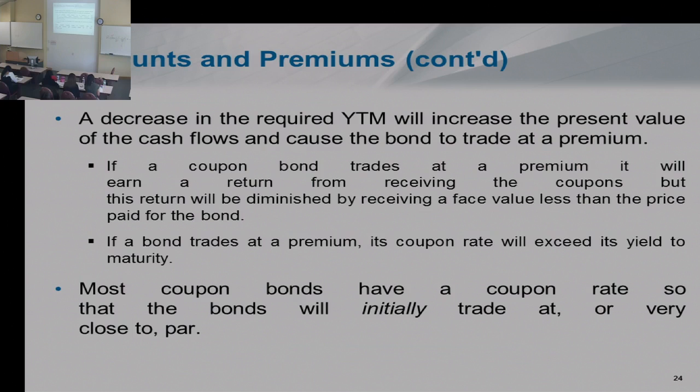Most bonds usually trade at very close to par when they're issued, but then over the life of this 7-year bond, interest rates are going up and down, prices are going up and down. And if you can buy low and sell high, you'll make money.